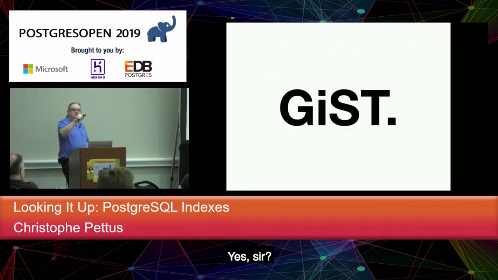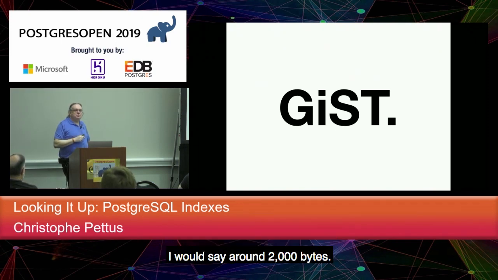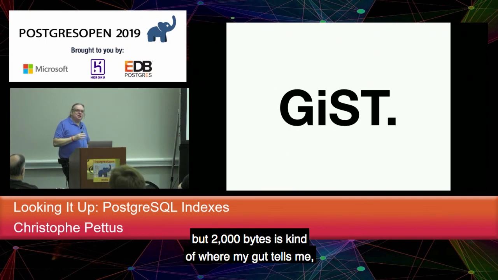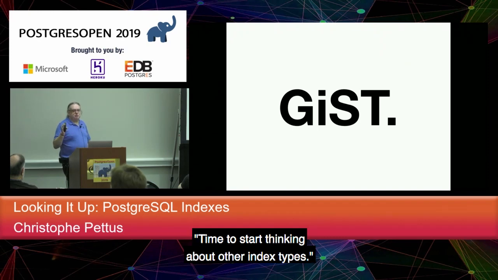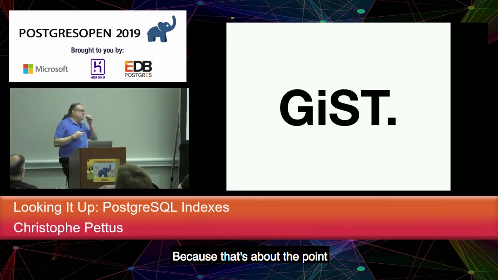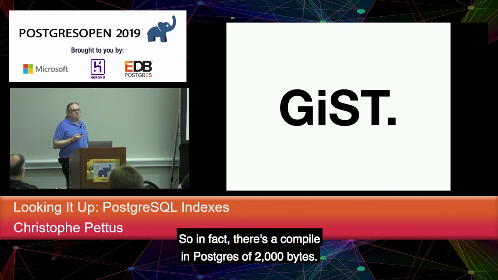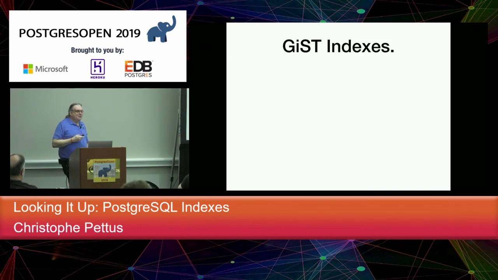Yes, sir. What would you consider a long value for a string? It's a good question. I would say around 2,000 bytes. Make me justify that under pain of torture. I can't. But 2,000 bytes is kind of where my gut tells me it's time to start thinking about other index types, because that's about the point that things start getting spilled to toast. So, in fact, there's a compiled-in constant in Postgres of 2,000 bytes. So, GiST indexes.